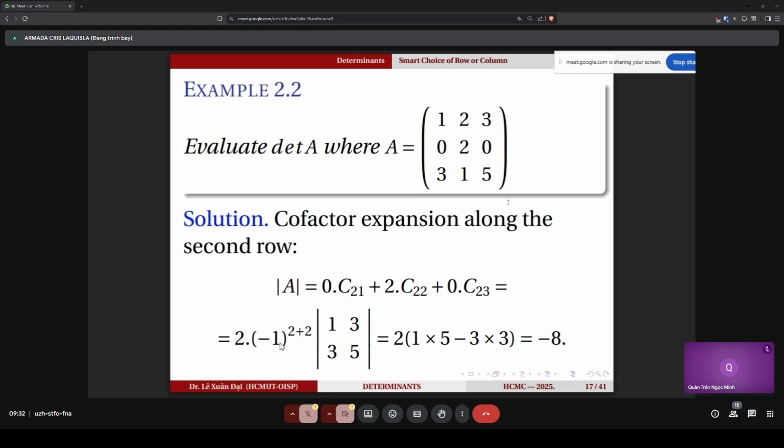So 2 times negative 1, and then the power is 2 plus 2 because this is row 2, column 2 here. And then remove this row 2 and column 2. The remaining numbers are 1, 3, 3, 5, which are here. Then 1 times 5, it's 5. Then 3 times 3, this is 9. So 2 times 5 minus 9, it's negative 8. Okay? And that's it. Very easy to do, right? You only solve one of them.